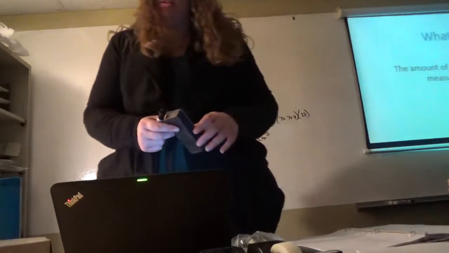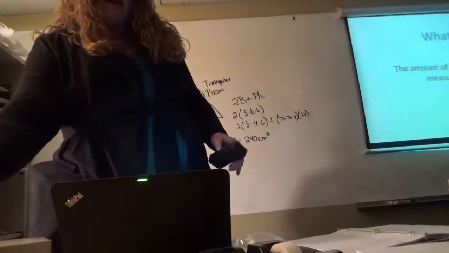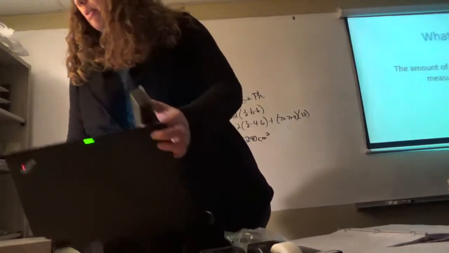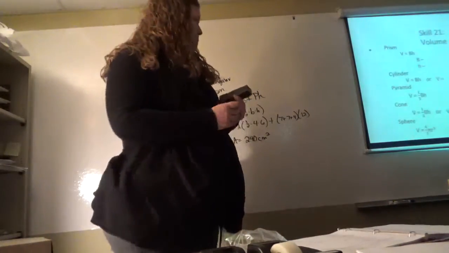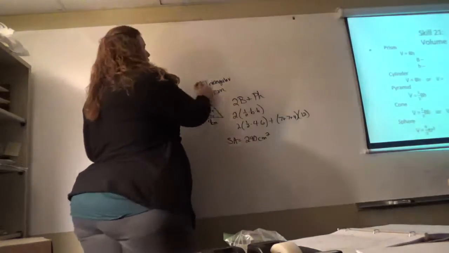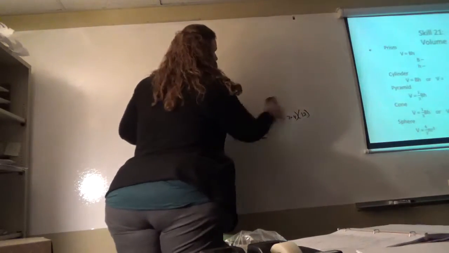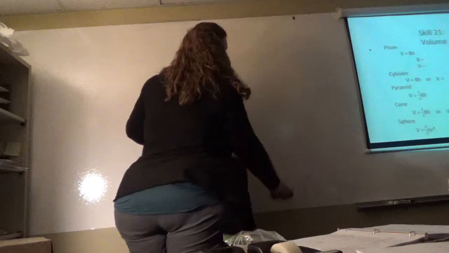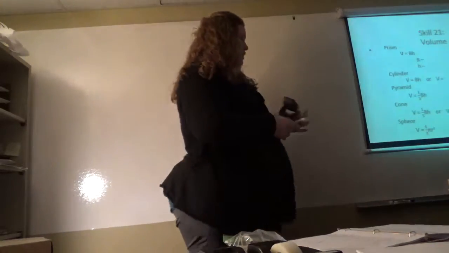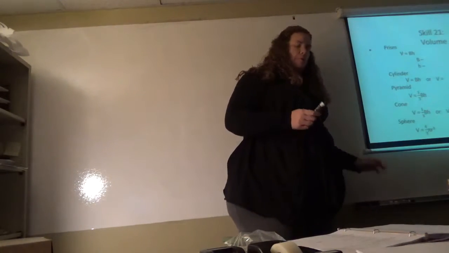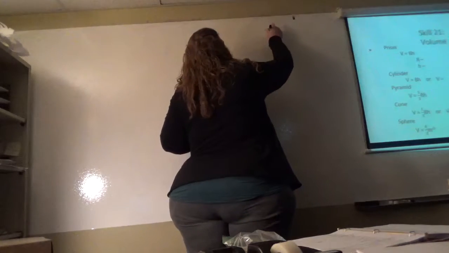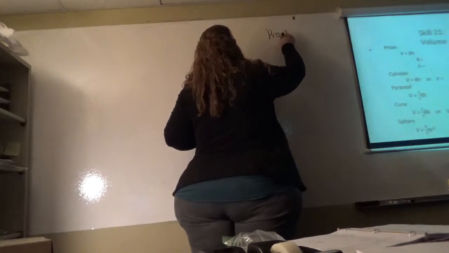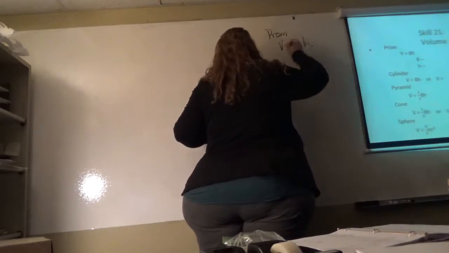That's what volume is. Let's go ahead and look at what you're going to have for your equations. I told you there's a bunch of them. So they're broken down like we did before. Prism, cylinder, pyramid, cone, and then the new one is sphere, because we haven't done much with a sphere before. Okay? So prism. Volume is equal to BH.